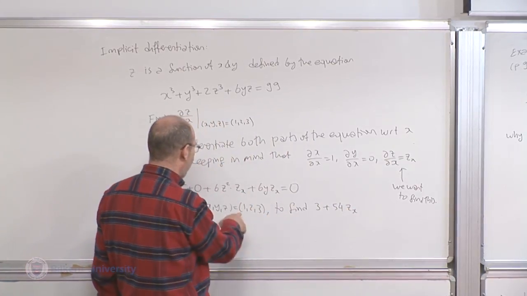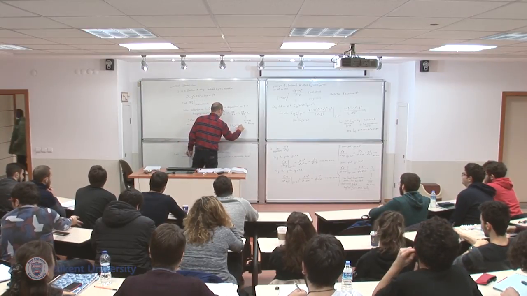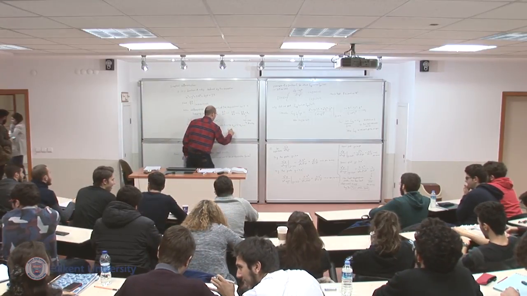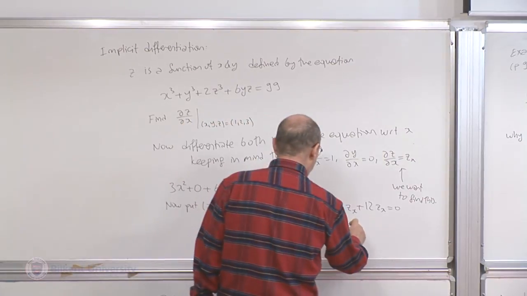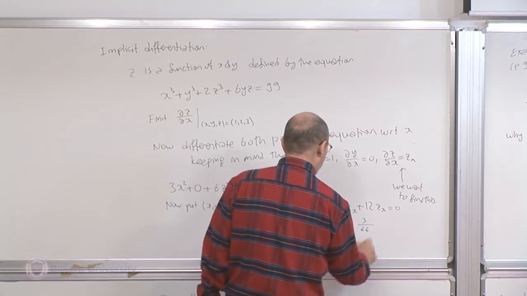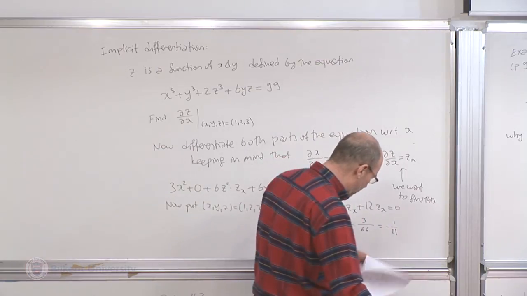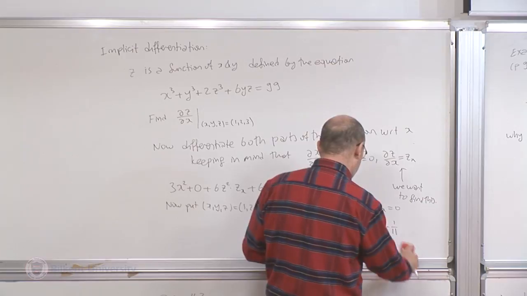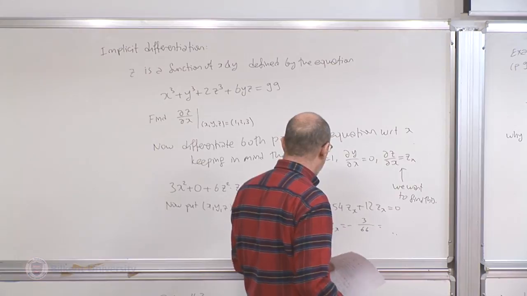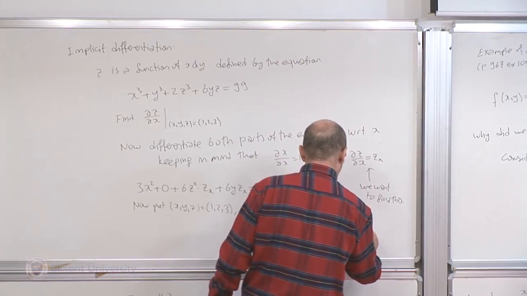Plus, what is 6 times y? 12. Plus 12 zx equals 0. Okay, so what is zx now? Zx is equal to minus 3 over 66. Okay, so that's equal to minus 1 over 11. No, minus 1 over 33. So we didn't get the correct answer here. If I divide this by 3, I'll get minus 1 over 22.